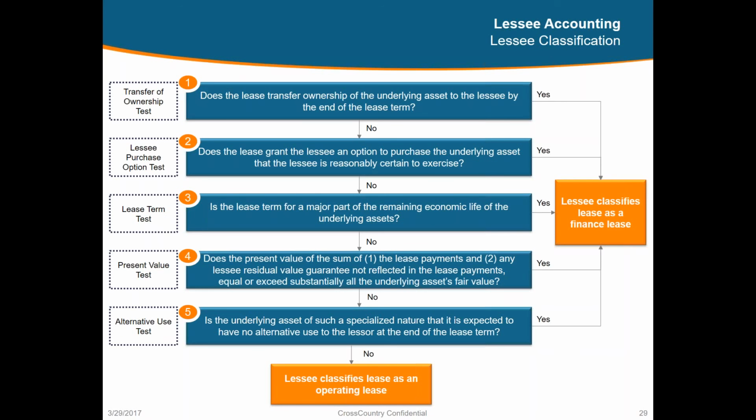Reasonably certain under the purchase option test is considered comparable to reasonably assured criteria in Topic 840. FASB implementation guidance indicates that one reasonable approach to defining major part in the lease term test is to use 75%, and 90% would be a reasonable approach to defining substantially all in the present value test. These suggested percentages are comparable to the bright line thresholds in Topic 840.